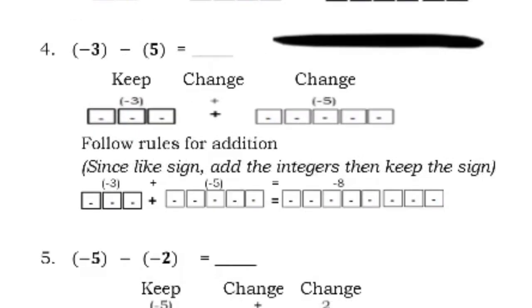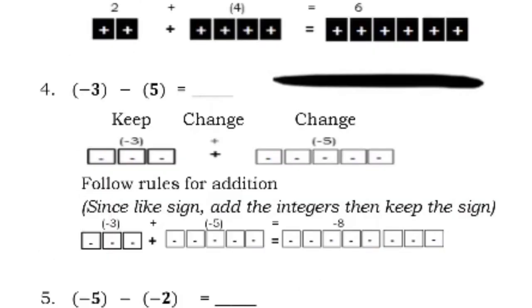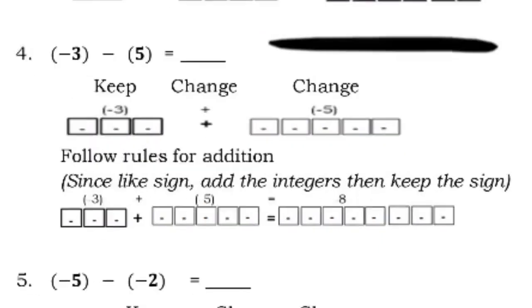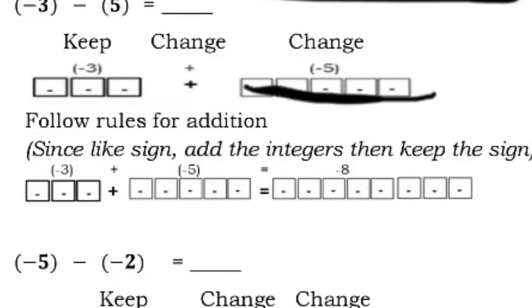Number 4, negative 3 minus 5 equals blank. So keep negative 3, 3 negative tiles, then change negative to positive. So negative 3 plus, then change 5 to negative 5. So you have there 5 negative tiles here. Then follow the rules for addition. So you have 3 negative tiles plus 5 negative tiles. So total is 8 negative tiles. So negative 3 minus 5 equals negative 8.